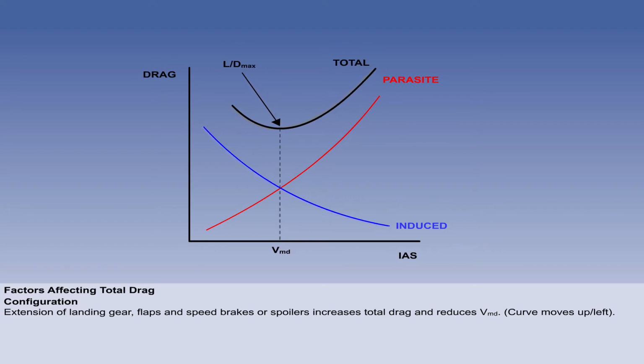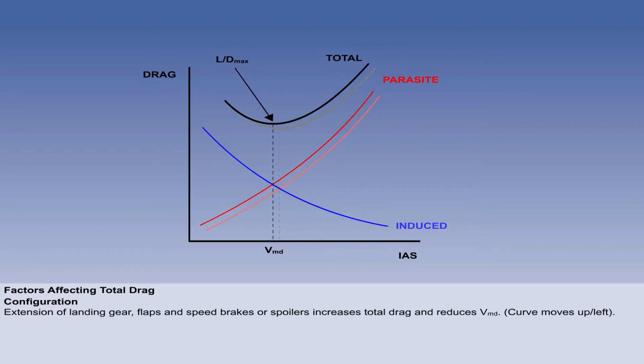Changes in configuration, as for example on the approach to land, where landing gear, flaps, and air brakes or spoilers will be extended in a sequence appropriate to type, will create significant increases in parasite drag, but differing variations in induced drag. More lift with flaps with the increased CL, less with spoilers. The overall result is an increase in total drag, but a reduction in the min drag speed, with the curve moving up and to the left.